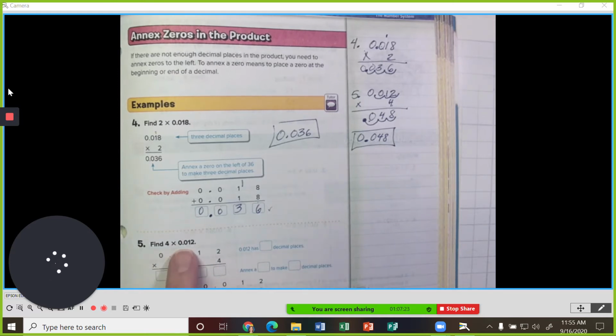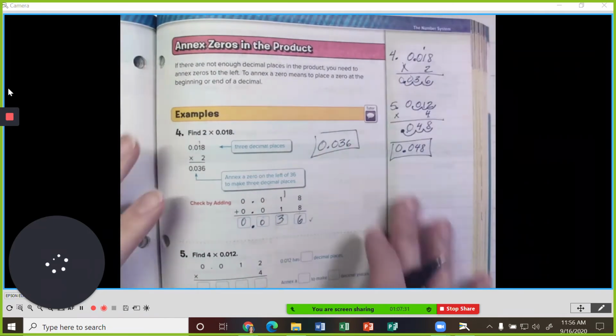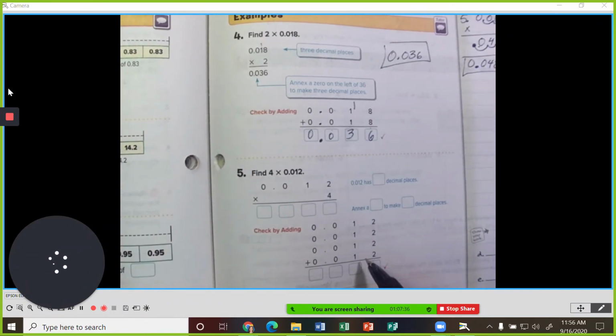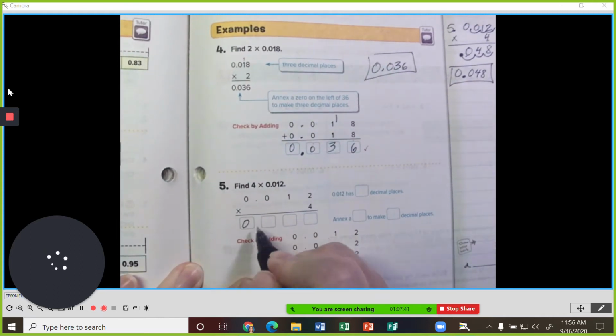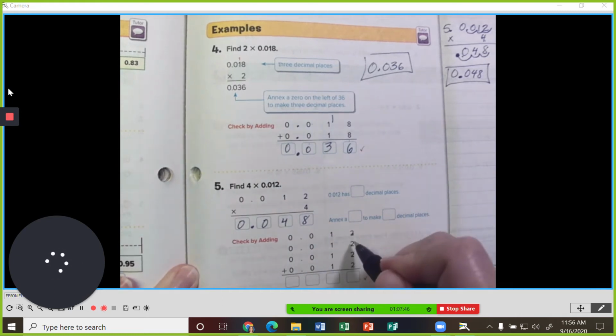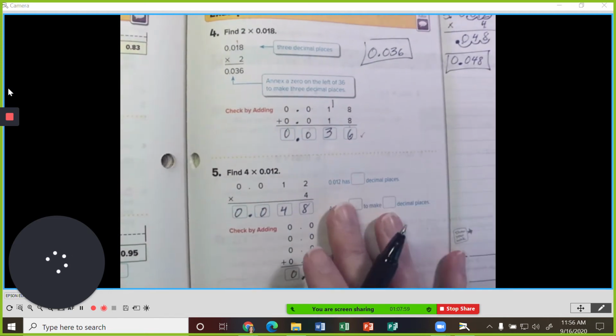This one was 0.012 4 times. Let's get the camera here. So 0.012 4 times. We did the multiplication. We said it was 0.048. And we can check that with repeated addition. 2, 4, 6, 8. 1, 2, 3, 4. Zeros, line up the decimal, and 0.048.